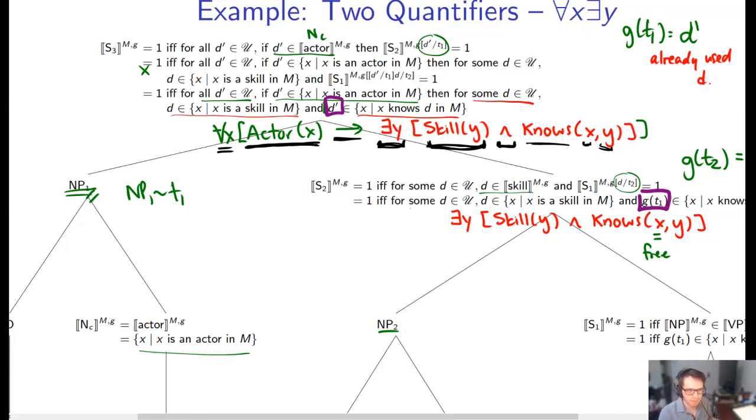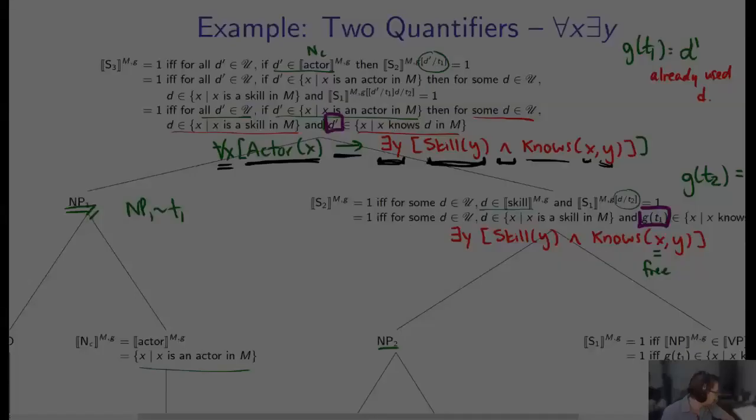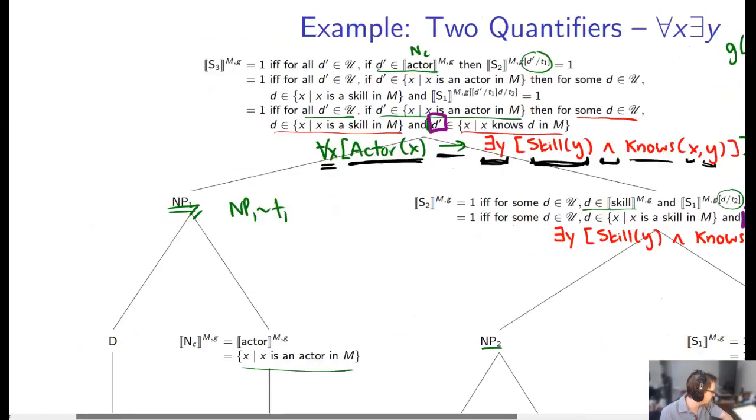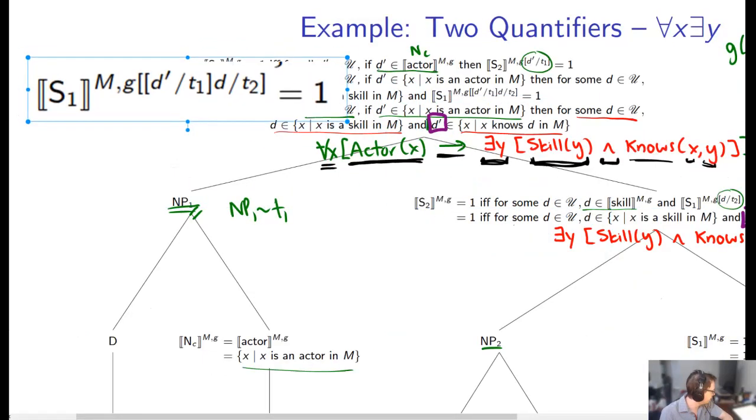Could you explain again the last part of the second line when it says S1 mg and then d prime t1 d over t2? Yeah, I can go to this one. So let me actually screenshot this one and bring it out a little bit so we can focus it.